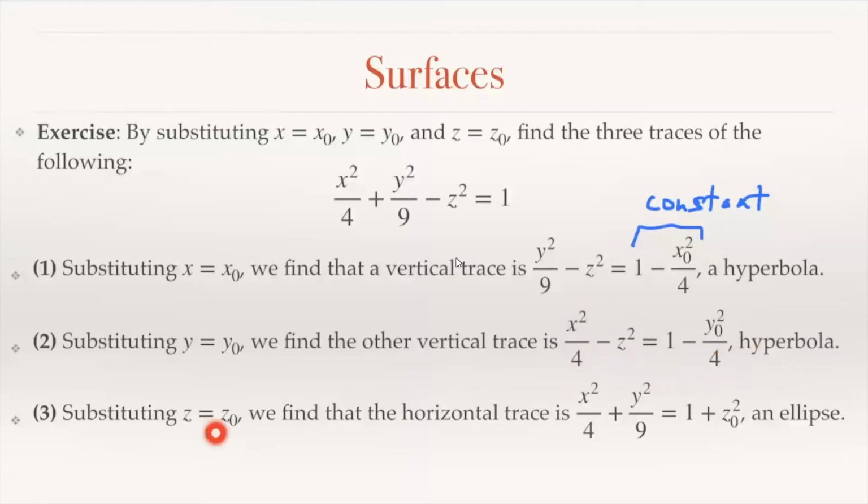And finally, if z is constant, then this guy is constant, add it to both sides to move it to the other side, and we get this. So this is like x squared over a squared plus y squared over b squared is 1. Again, after we divide both sides by the right-hand side to get it equal to 1. And that is the form of an ellipse.